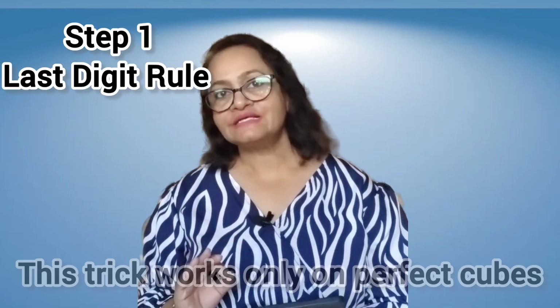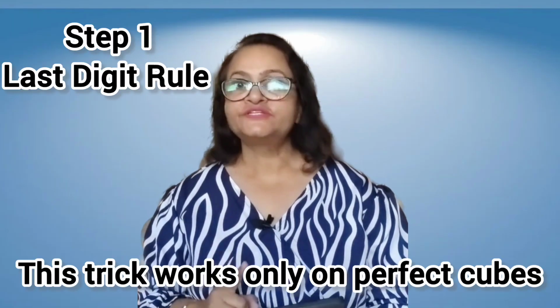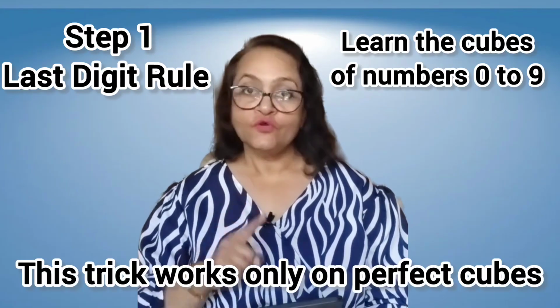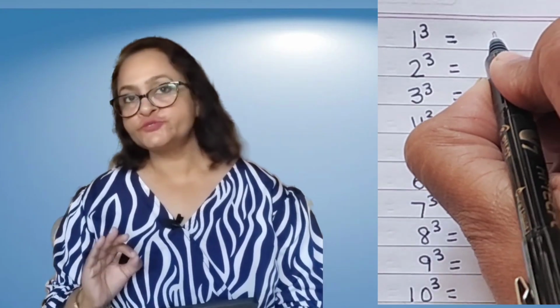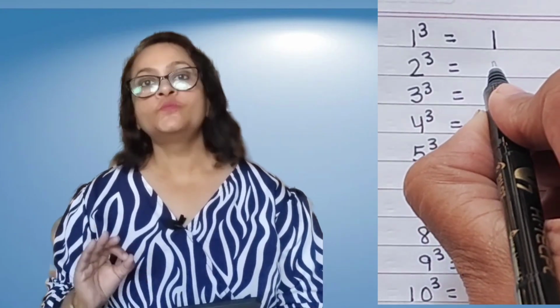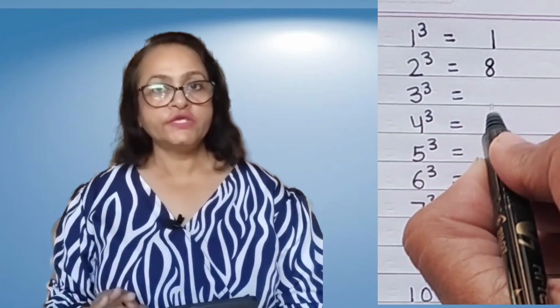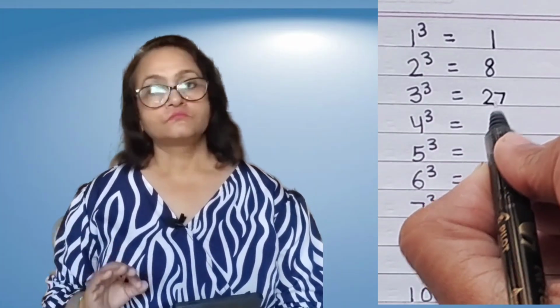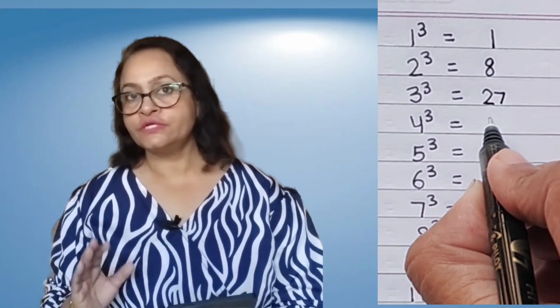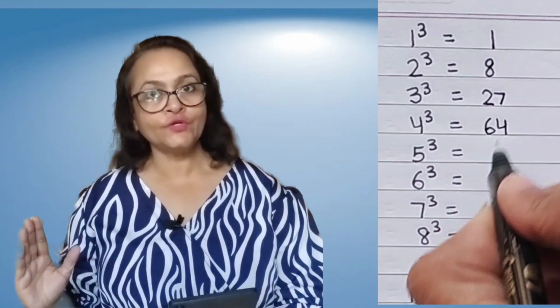Step 1 is last digit rule. For that, you have to learn the cubes of numbers from 1 to 9. So just remember this chart. 2 cube is equal to 8. That means cube ends in 8. 3 cube is 27. That means cube ends in 7. 4 cube is 64. That means cube ends in 4.